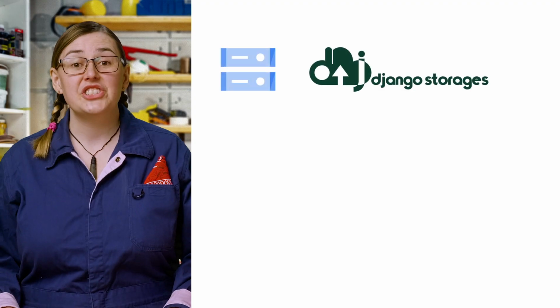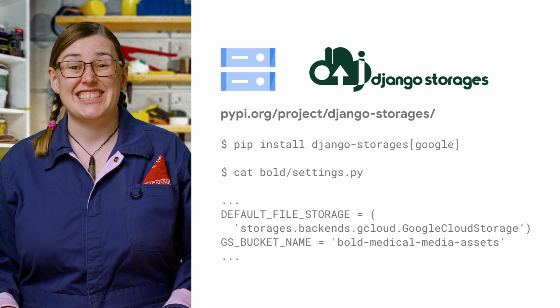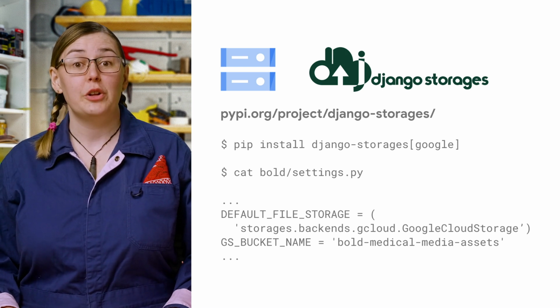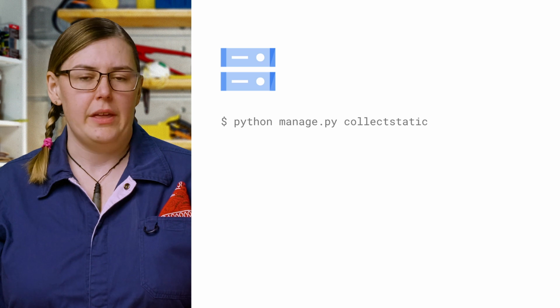Secondly, static assets. Parker can configure their new Django app to use a Google Cloud Storage bucket to store their media and static assets. They can use the Django Storages package to configure their Django app to use Cloud Storage as a static backend by defining the default file storage type and the bucket name. Running the manage.py collectstatic command will then populate this bucket with their media.